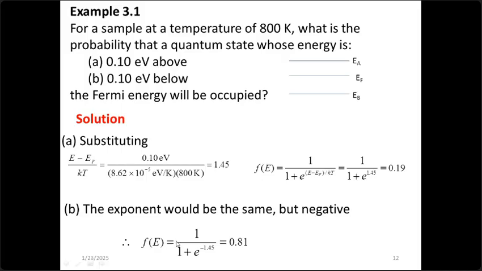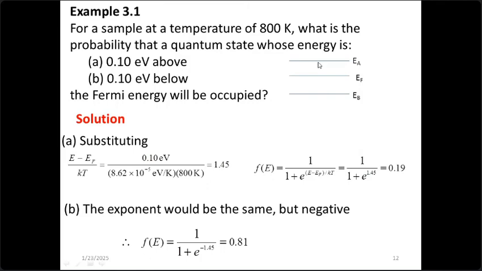We repeat the same thing, but now our difference, we know that EF will be greater than EB. So when we subtract E minus EF, it will give us a negative. So now our power of e will be negative 1.45 because the values are the same. The energy difference is 0.10, but it will be negative. We divide by the same value of Boltzmann constant and the temperature.